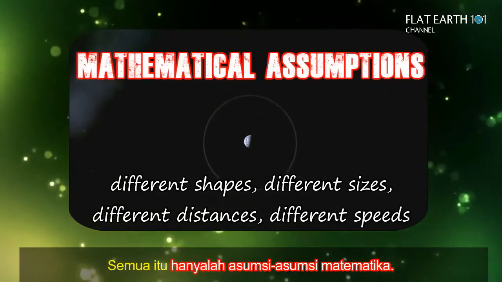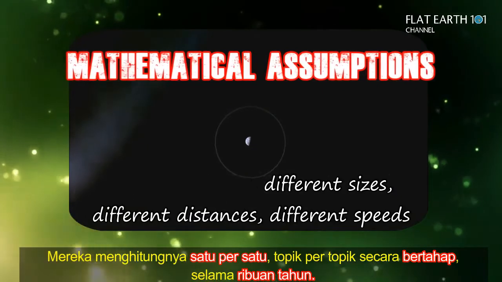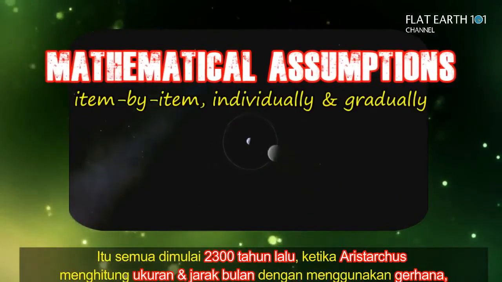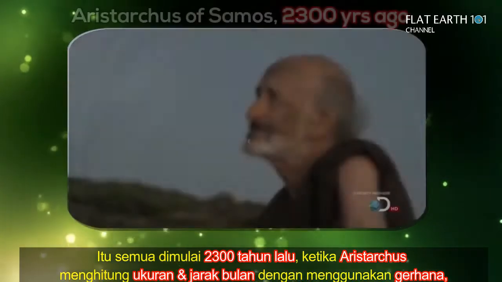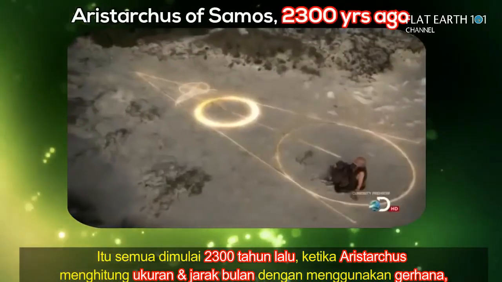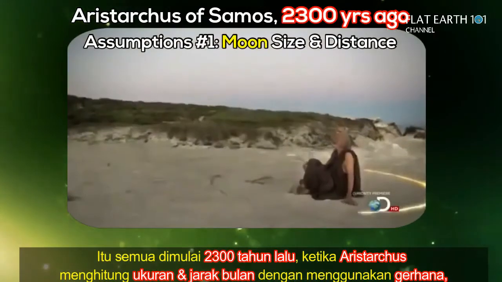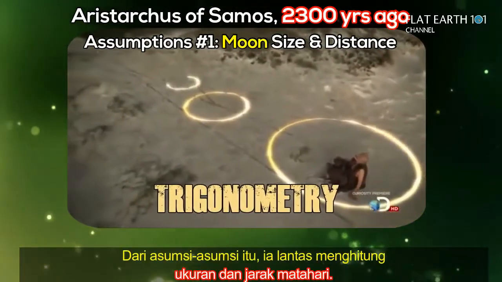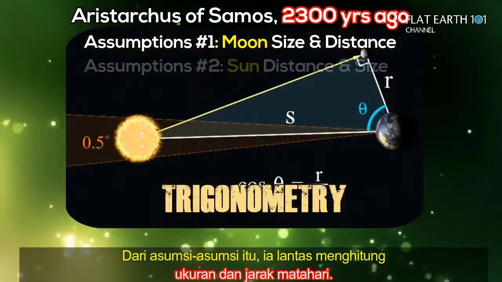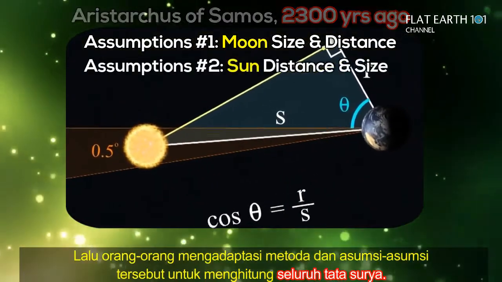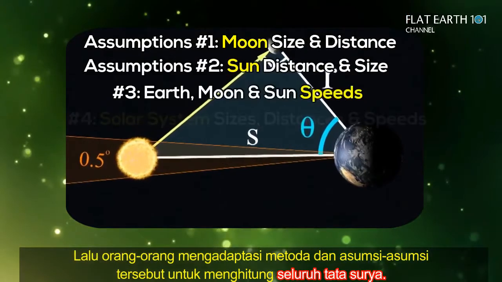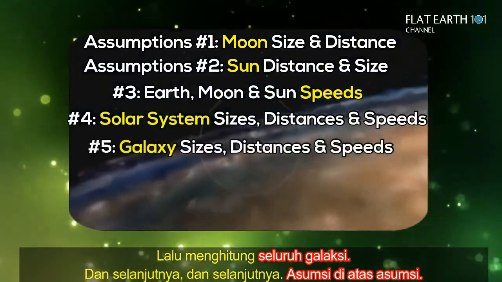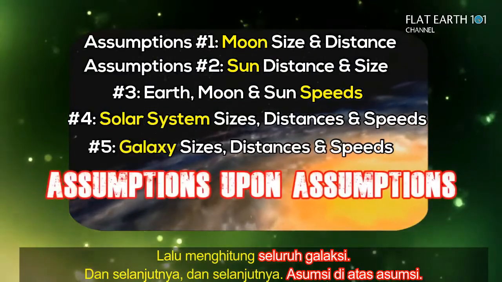It's only mathematical assumptions. They calculated one by one, gradually and individually within thousands of years. It all started 2,300 years ago when Aristarchus calculated the size and distance of the moon using eclipses, based on assumptions if the earth was a ball. From those assumptions, he calculated the size and distance of the sun. Then people adapted his method and assumptions to calculate the whole solar system, then the whole galaxy, and so on and so on. Assumptions upon assumptions.